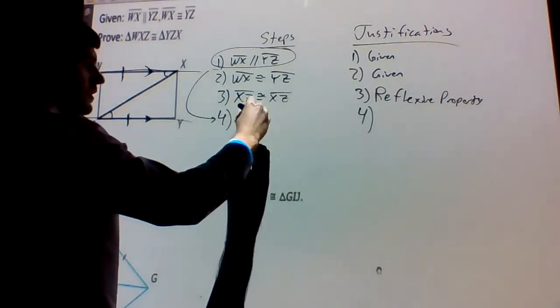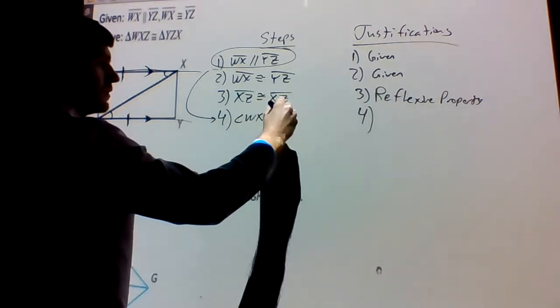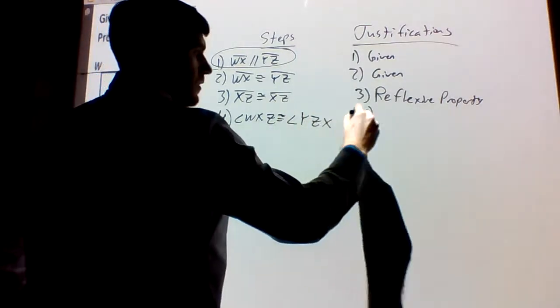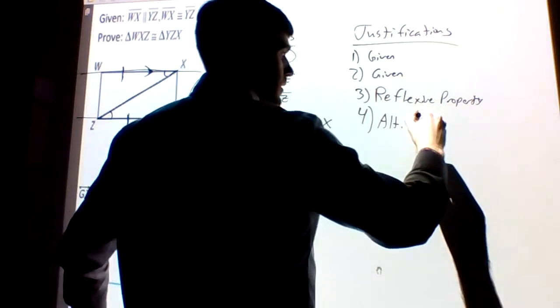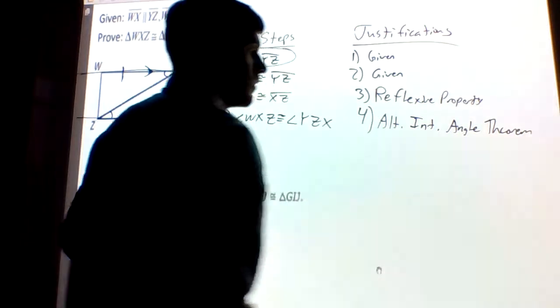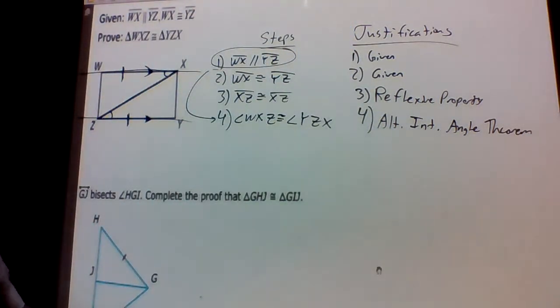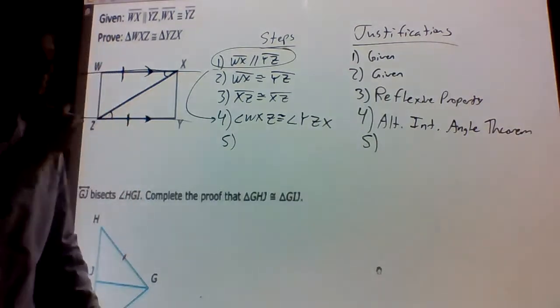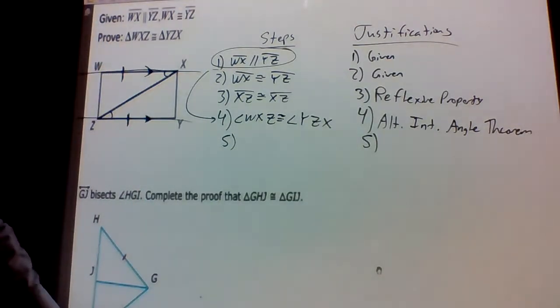Angle WXZ is congruent to angle YZX. That is by the alternate interior angle theorem. The alternate interior angle theorem tells us if we have parallel lines, then the alternate interior angles are going to be congruent. So we have parallel lines, so our alternate interior angles, WXZ and angle YZX, are going to be congruent. Again, this is coming straight from the reference sheet. It should logically follow. Every step should logically follow from what is given or what we know about definitions or postulates.